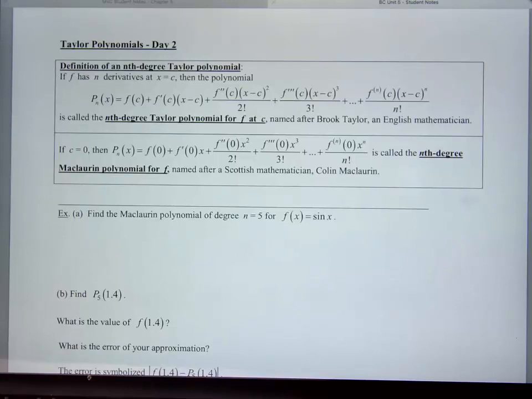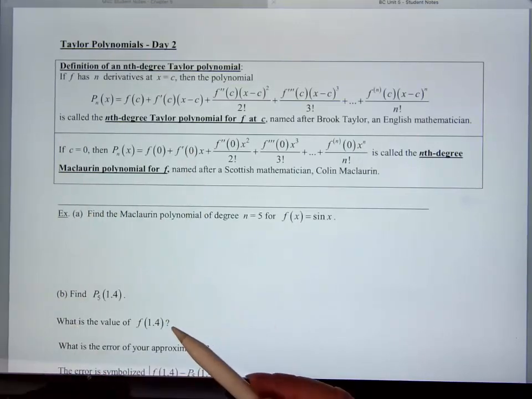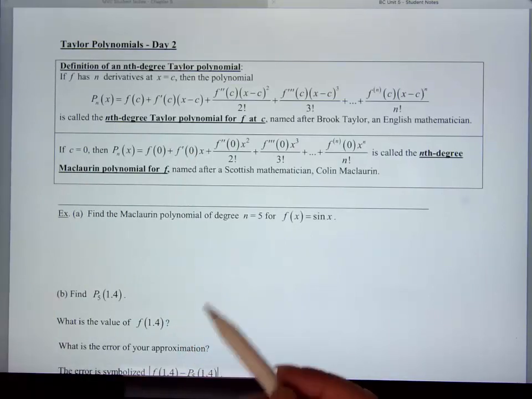Kenya? You don't? Okay. Emma, do you know? What is the C? It's the point that the polynomial is centered around. Right. It's called a centering point, but it's basically the point where the curve in question, the function, and the polynomial touch each other. It's the point of tangency. Okay? So, with a Maclaurin, C is 0. It's touching at 0. It's a special case of the Taylor.